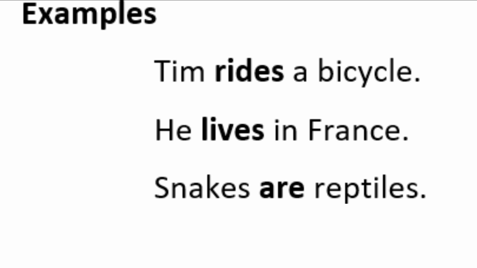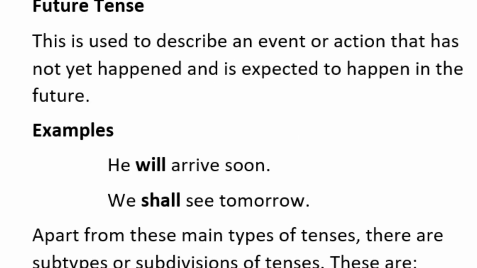Future tense. Remember, English tenses exist in the past tense, in the present form, and in the future. Let's look at the third existence of action. This is used to describe an event or action that has not yet happened and is expected to happen in the future. We are talking about the future tense.